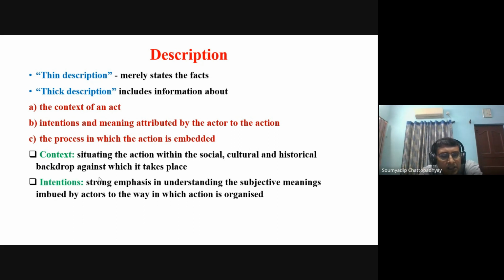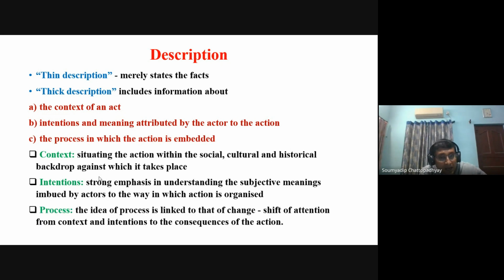Intentions. What is intentions? In qualitative research, we put strong emphasis in understanding the subjective meaning imbued by the actors to the way in which any action is organized. That means whatever information, whatever responses that you are getting, you need to be very much careful about decoding the subjective meaning of those responses.